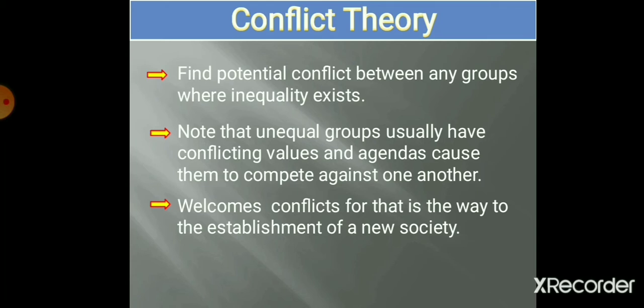Note that unequal groups usually have conflicting values and agendas, causing them to compete against one another. Conflict theory welcomes that this is the way to establishment of a new society. How do proponents of conflict theory regard education?